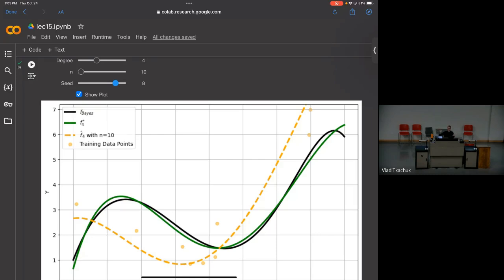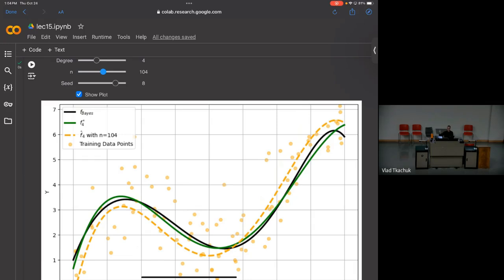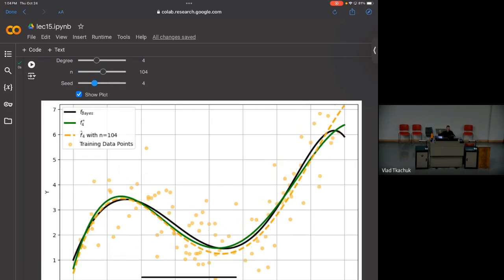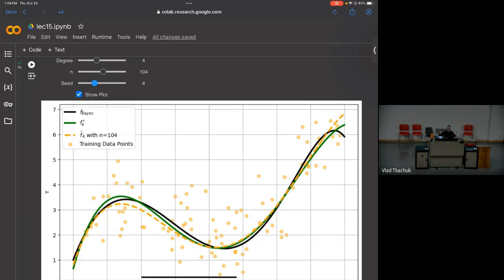So how do I fix this problem? Well, I can fix this by gathering more data. So if I change n to be, let's say, 100, I get a much better fit. And you can see if I change the data set, I also get something that's more or less fitting F star, and it's not changing as much.